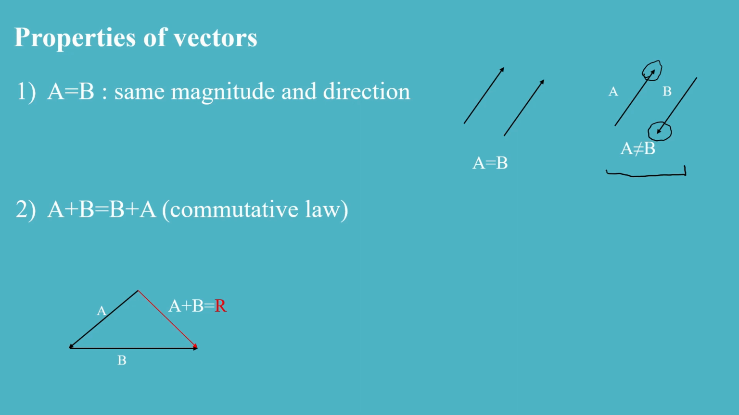The second property is that they can be added or subtracted. It's called the commutative law. Here you can see how vectors A and B add together. The result starts from the tail of vector A, and it ends at the head of B. This is how you can add vectors together. But let me show you more examples.